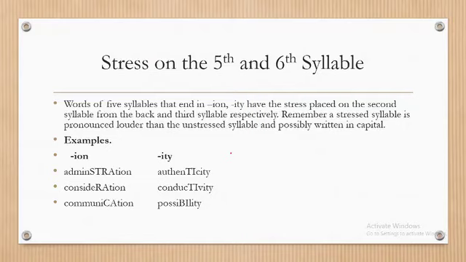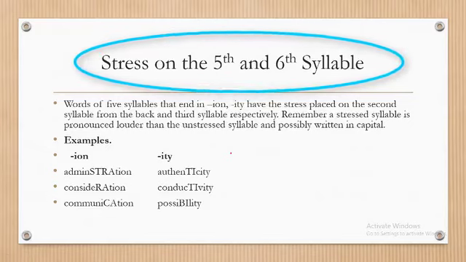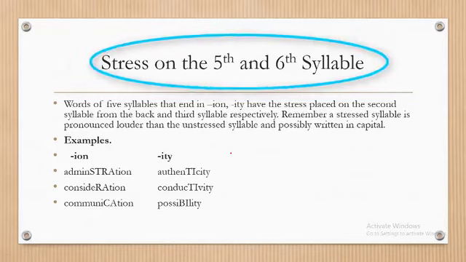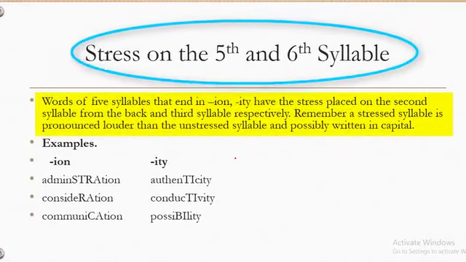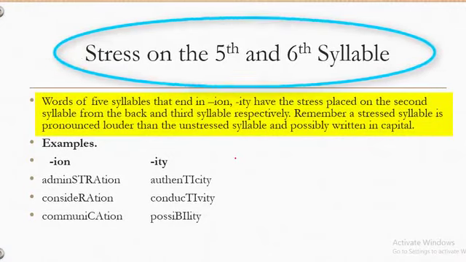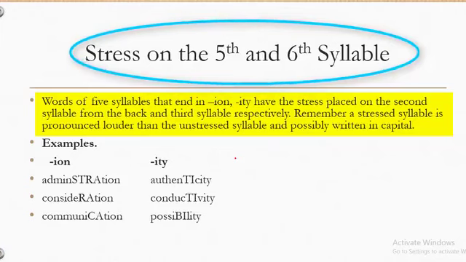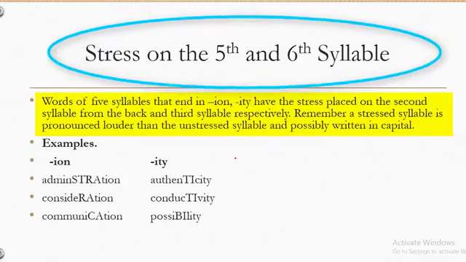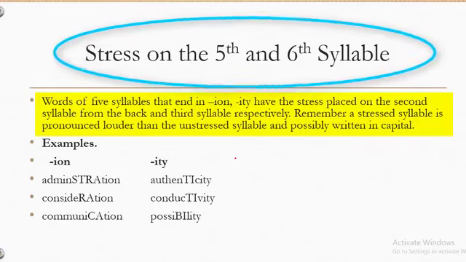So, with that, let's move on to another aspect, which is stress on the fifth and sixth syllable. Remember, we've been talking about stress pattern, or what you call syllabic stress. Okay, so when we have a word that is of five syllables, how do we stress that? Five syllable words that end in I-O-N or I-T-Y, the stress is placed on the second syllable from the end, and the third syllable from the end when it has to do with ITY. So ION words that are five syllables are stressed on the second syllable from the end, while ITY words that are five syllables are stressed on the third syllable from the end.